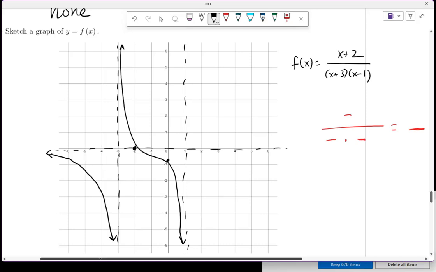All right, how about on the other side? Pick something bigger than 1. 2. On top, when you plug in 2, you get positive. On bottom, you get positive times positive. And so the whole thing is positive. Okay. So am I going to draw it up at the top or on the bottom? On the top. It has to go that way.